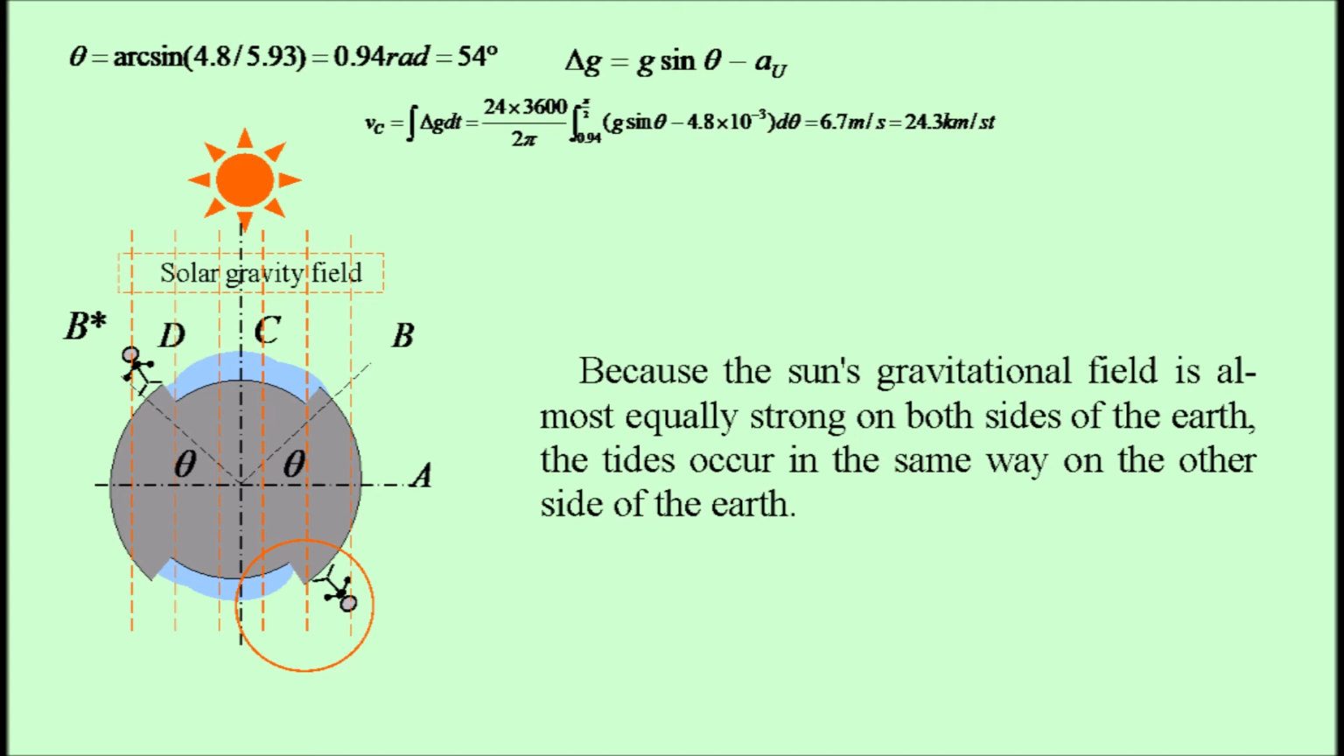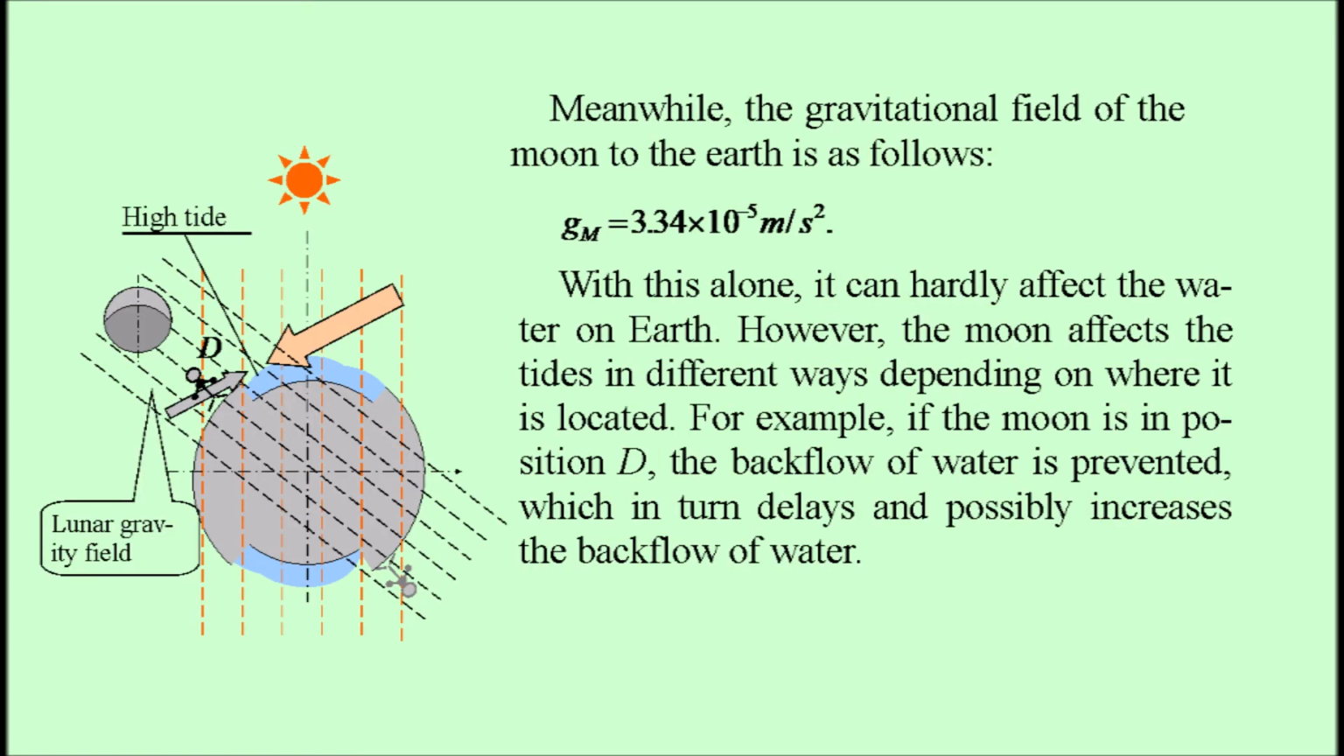Meanwhile, the gravitational field of the Moon to the Earth is as follows. With this alone, it can hardly affect the water on Earth. However, the Moon affects the tides in different ways depending on where it is located. For example, if the Moon is in position D, the backflow of water is prevented, which in turn delays and possibly increases the backflow of water.